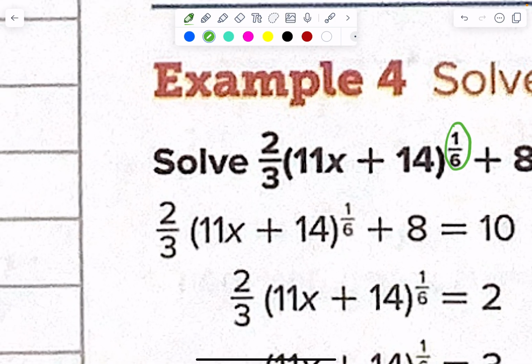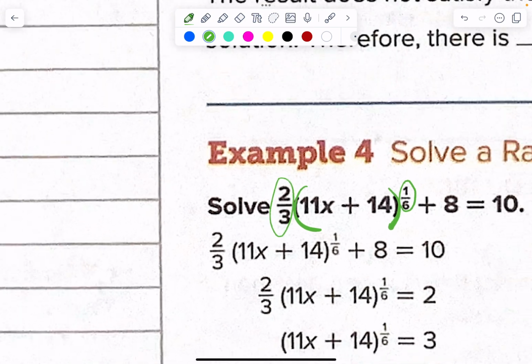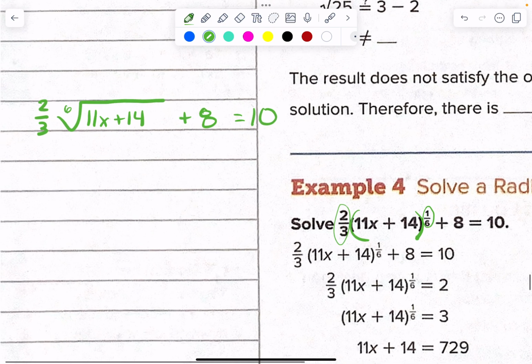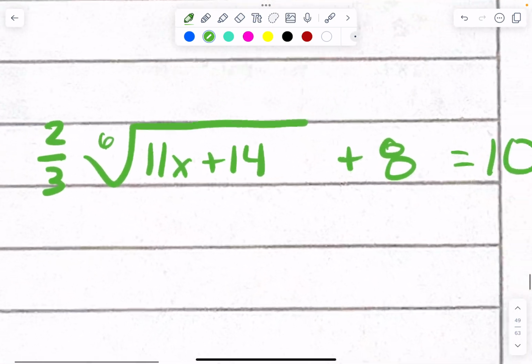The 6th root, but the only thing that's to the 6th root is this stuff in parentheses. It's not the 2/3. The 2/3 just is hanging out. So I'm going to put 2/3, and I'm going to do the 6th root of 11x plus 14. And then I've got my plus 8 on the outside just chilling, equals 10. Okay? All right. Did I do everything? Yep, I did.